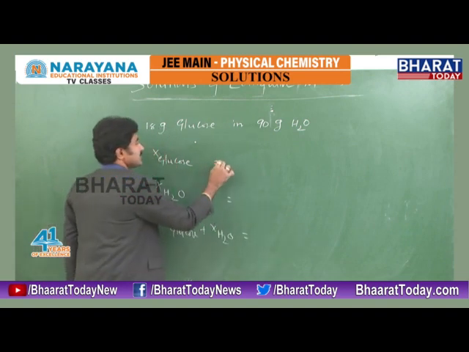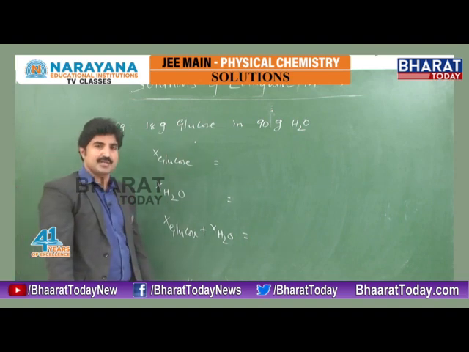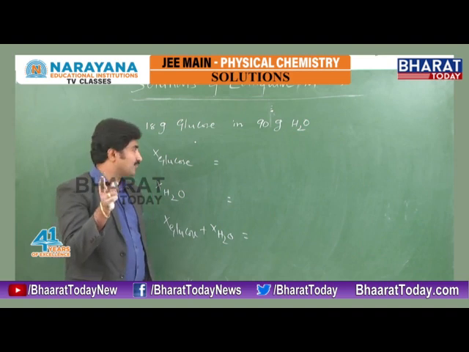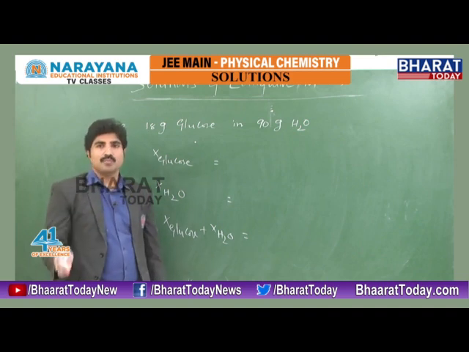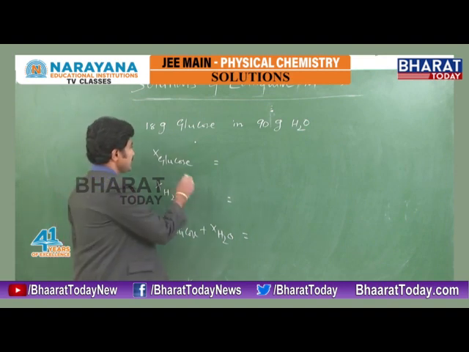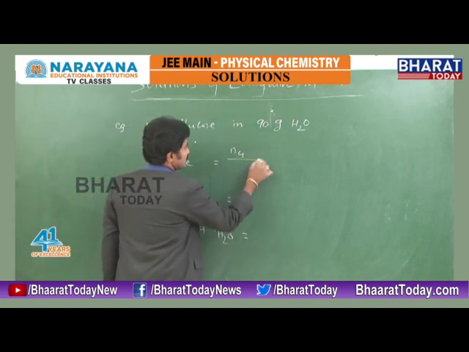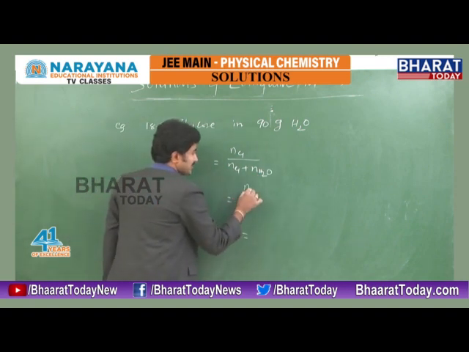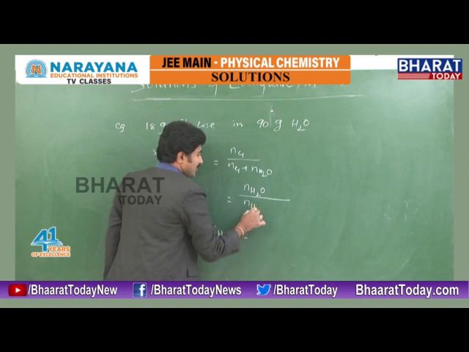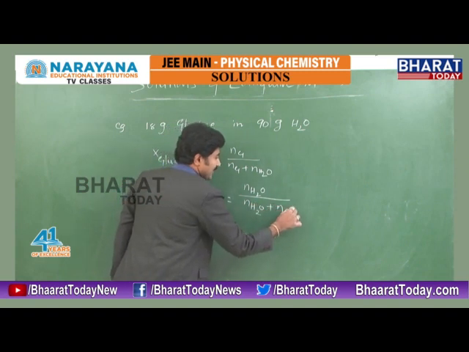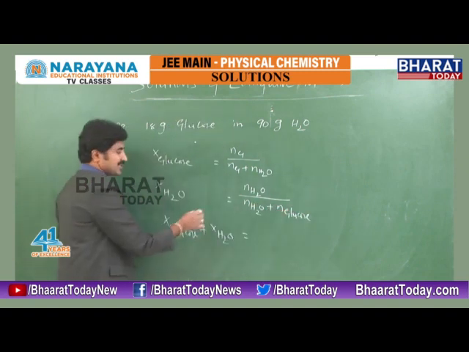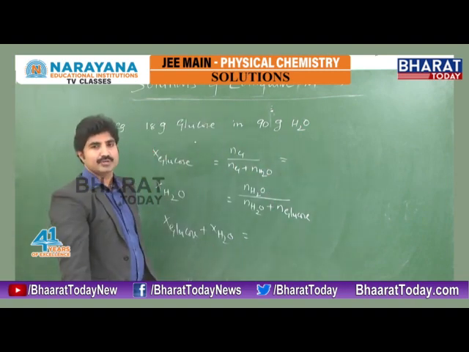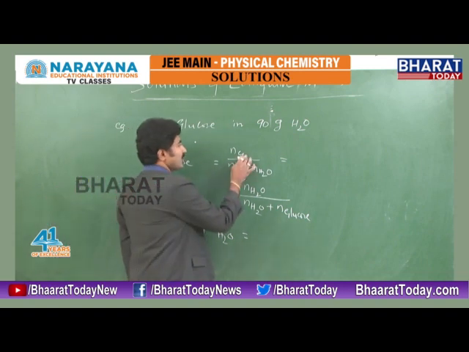How to calculate this? Already I explained, the mole fraction of a given component is that component's moles to the total moles of all components in the solution. So X glucose is equal to N glucose by N glucose plus N water. Similarly, what is X water? This is N water by N water plus N glucose. How to calculate? You know they have already given weights. If weight is given, how to find moles? Weight by gram formula weight.